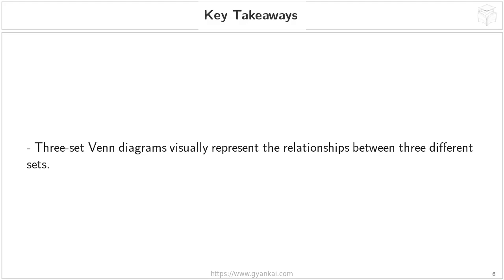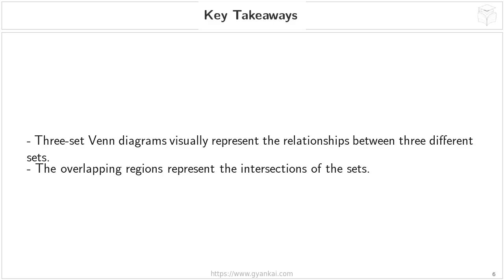Key takeaways. Let's recap everything we've learned about 3-set Venn diagrams with these key takeaways. 3-set Venn diagrams visually represent the relationships between 3 different sets. Essentially, what we've been building towards is a clear picture of how 3 groups of things connect and differ. Remember, a picture is often worth 1,000 words, and this diagram helps us see those relationships.